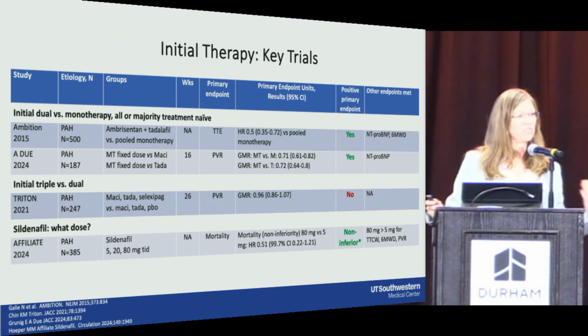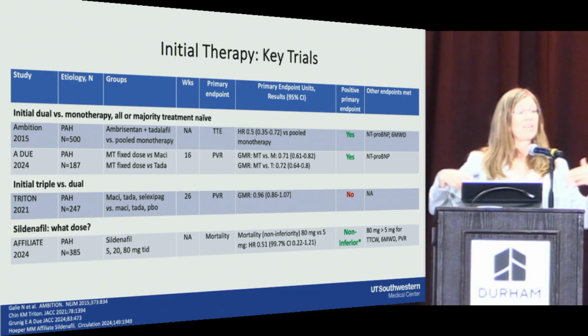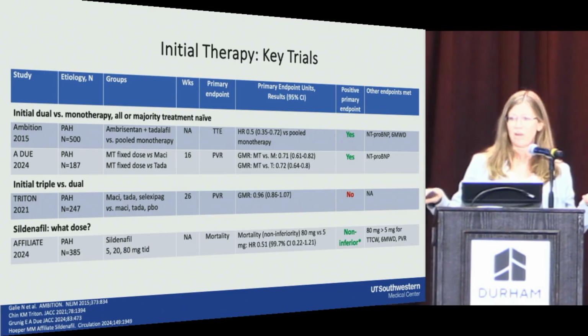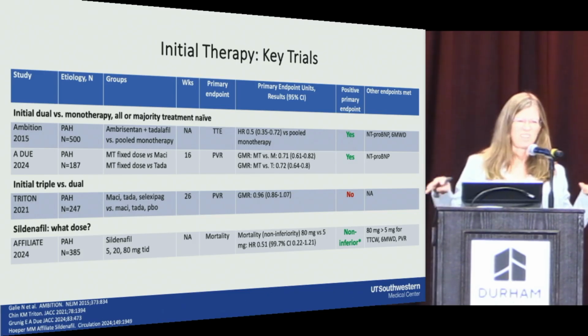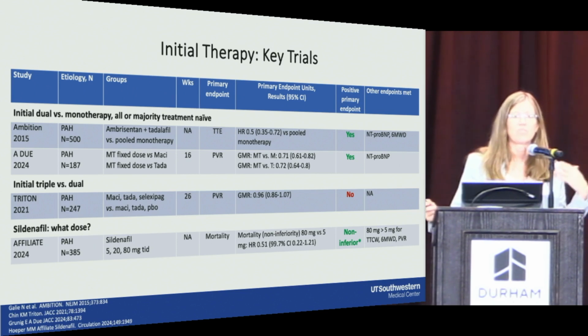Then we have our negative trial for triple upfront therapy. So this was TRITON looking at the macitentan, tadalafil, and then plus or minus selexipag combination, 3 drugs versus 2 drugs. The primary endpoint was PVR. It was reassuring in the sense that there was a very large drop in PVR in both groups. It was in the 50-ish% range, but no difference. And no difference in NT-proBNP and no difference in walk distance. So upfront triple therapy is not recommended, and this is where we stick with the combination ERA PDE5.